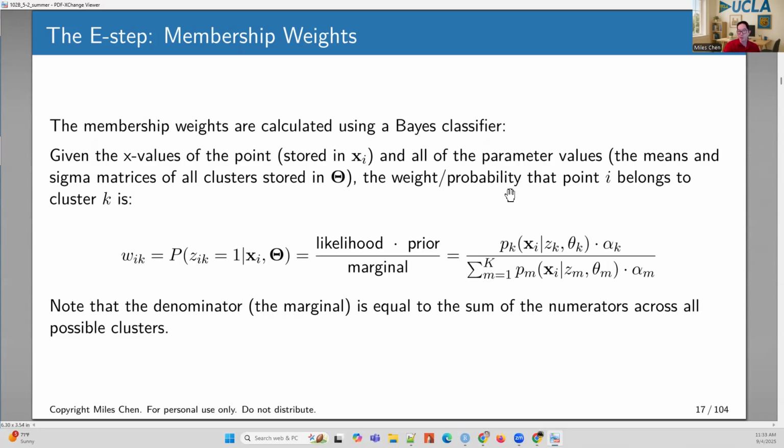We're going to calculate the weight, or the probability, that a point belongs to some cluster. So we're going to take the likelihood PDF using the multivariate normal. We're going to ask what's the likelihood of this data given these different parameter values, our current estimates of the mean and standard deviation. The prior is going to be how many points we think belong to cluster A versus cluster B versus cluster C. And so that will be our numerator. And then we find the denominator by calculating the numerator for all possible classes and summing them up.